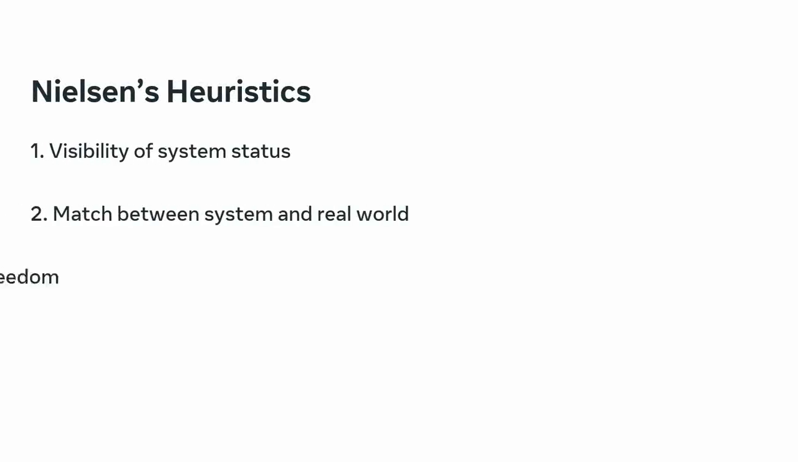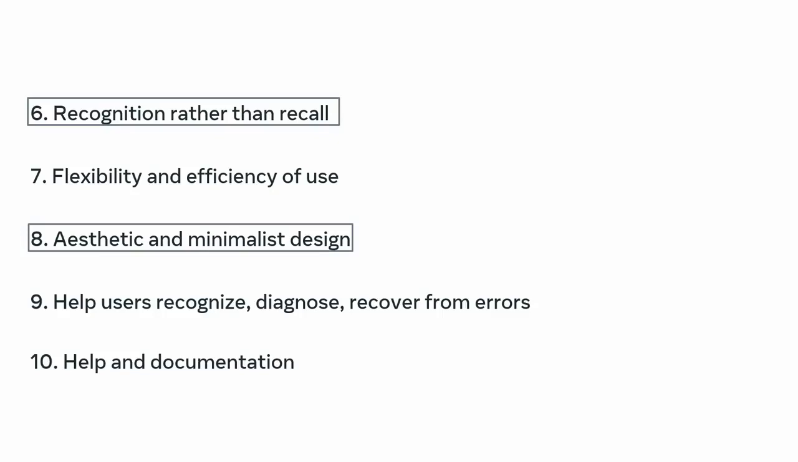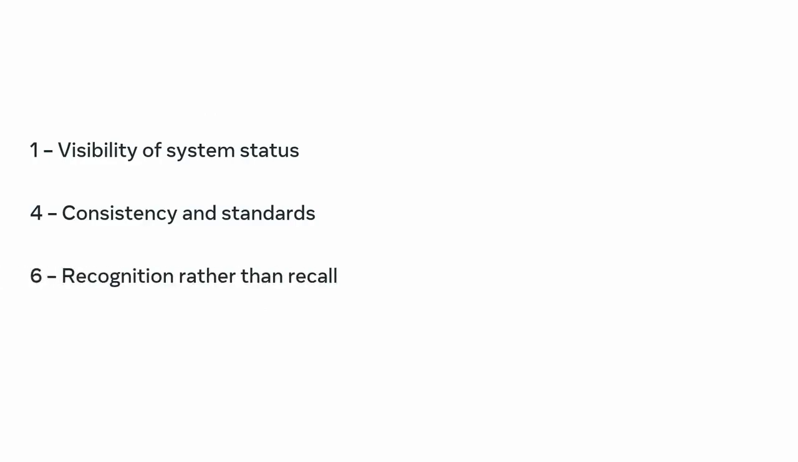These issues also violate Nielsen's heuristics number 1, 4, 6, and 8, which are: number 1, the visibility of system status, where the design should always keep users informed about what is going on; and number 4, which states consistency and standards, where users should not have to wonder whether different words, situations, or actions mean the same thing. Number 6 states recognition rather than recall, where you minimize the user's memory load by making elements, actions, and options visible. And lastly, number 8 requires aesthetic and minimalist design.